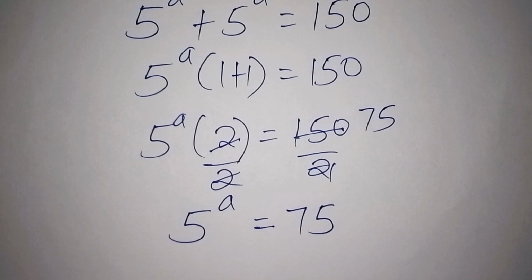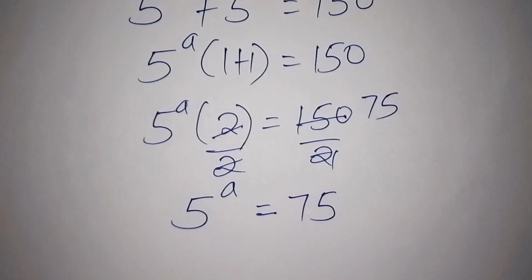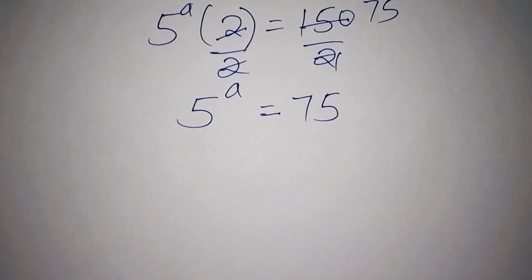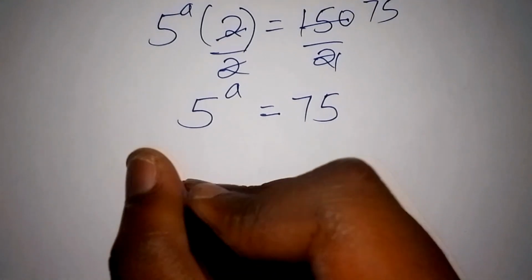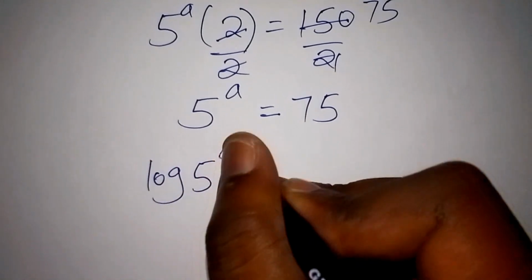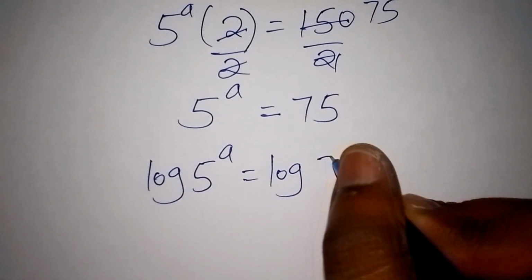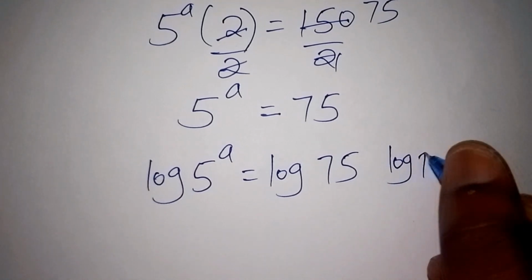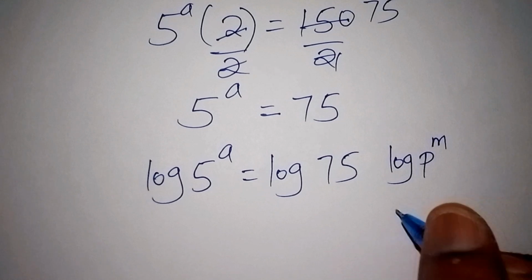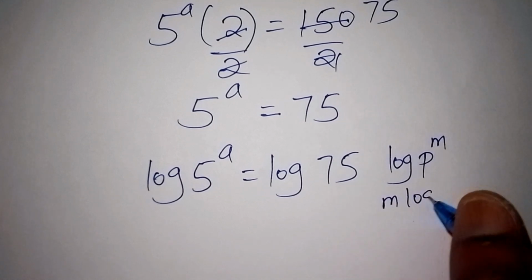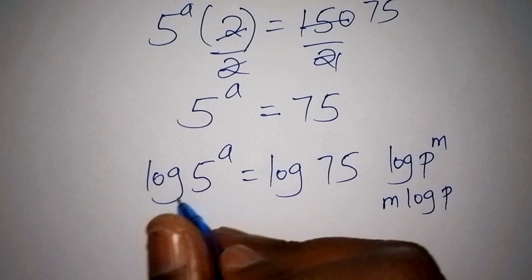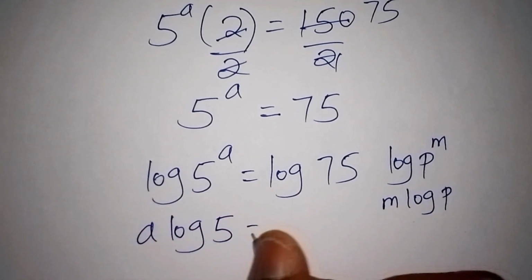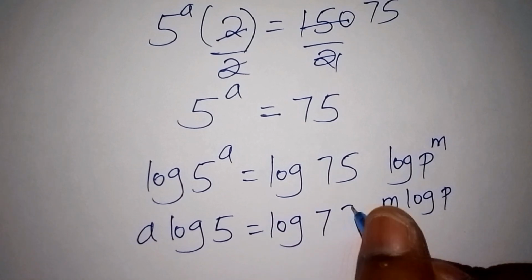Now, how do we solve for the value of a? The correct approach is to introduce what is called the log. So we introduce the log on both sides. We shall now have the log of 5 to the power of a is equal to the log of 75. Assuming that we have the log of p to the power of m, this can also be written as m times the log of p. Meaning that the log of 5 to the power of a can also be written as a times the log of 5, is equal to the log of 75.